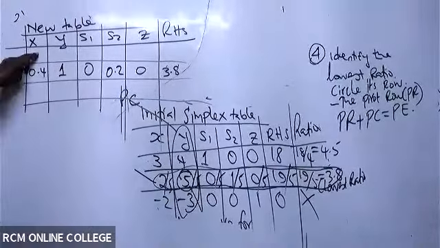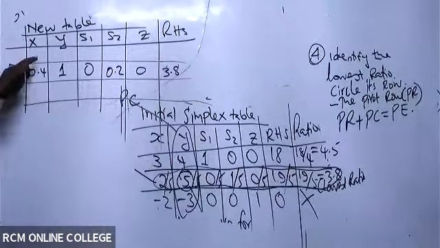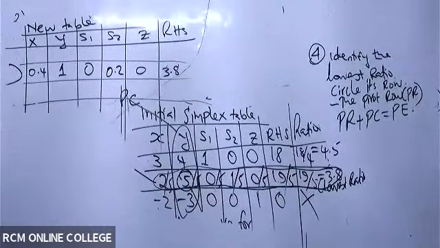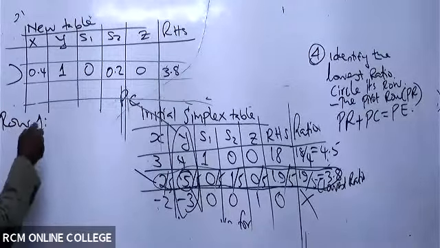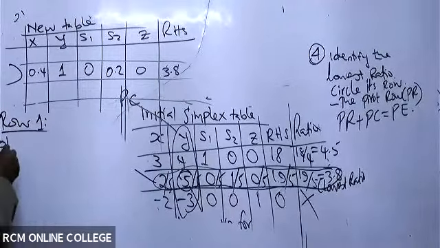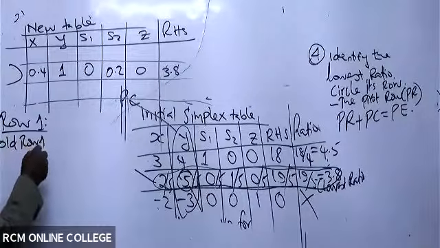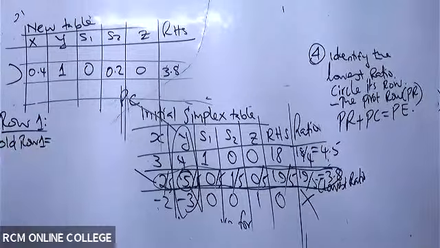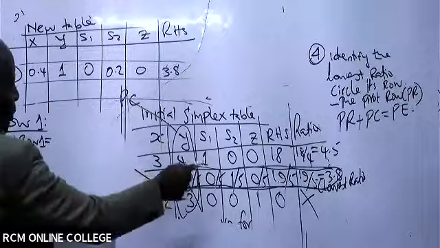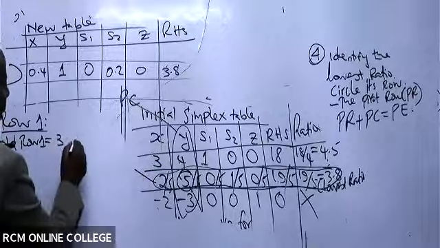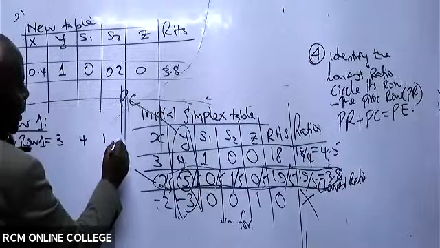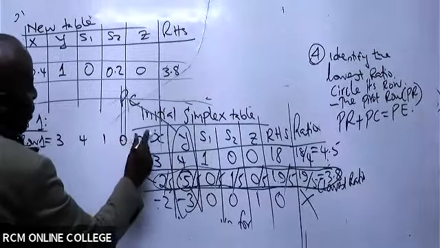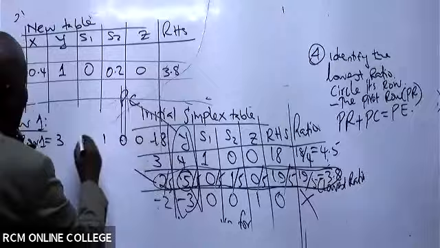Row 1 is missing and row 3 is missing here. Two rows are missing. So let's get row number 1. We shall look for the old row 1. What do we have here? Old row 1 from this old table is 3, 4, 1, 0, 0, 18.